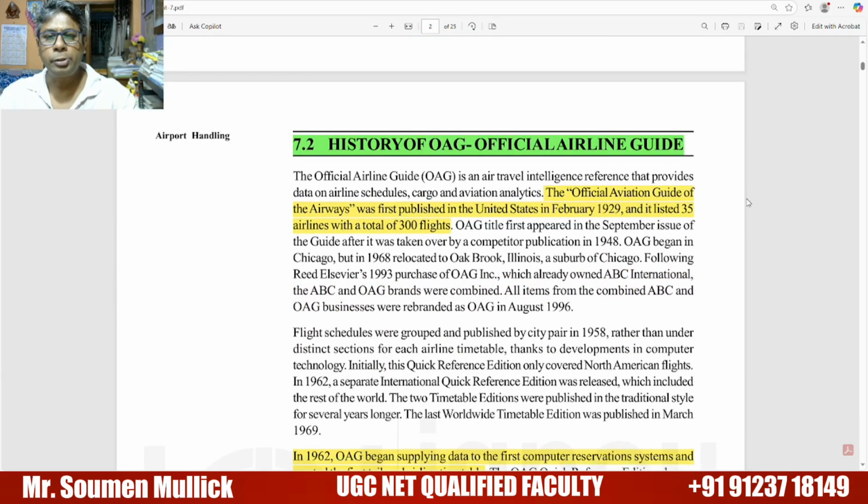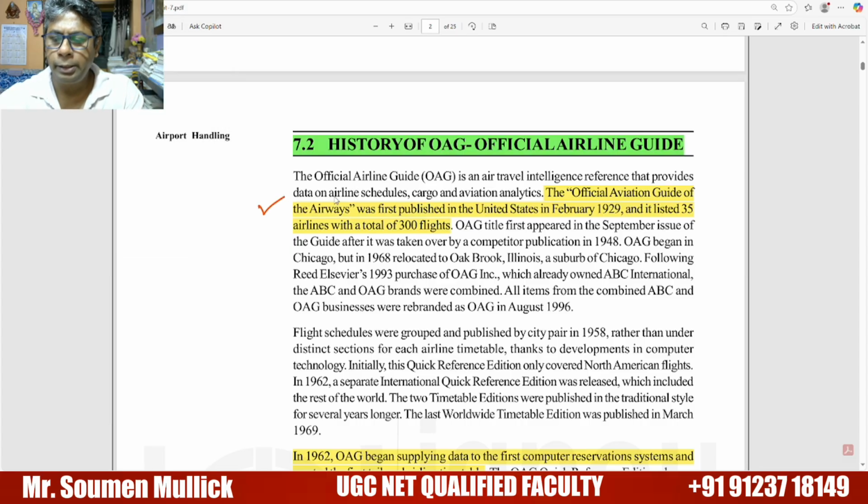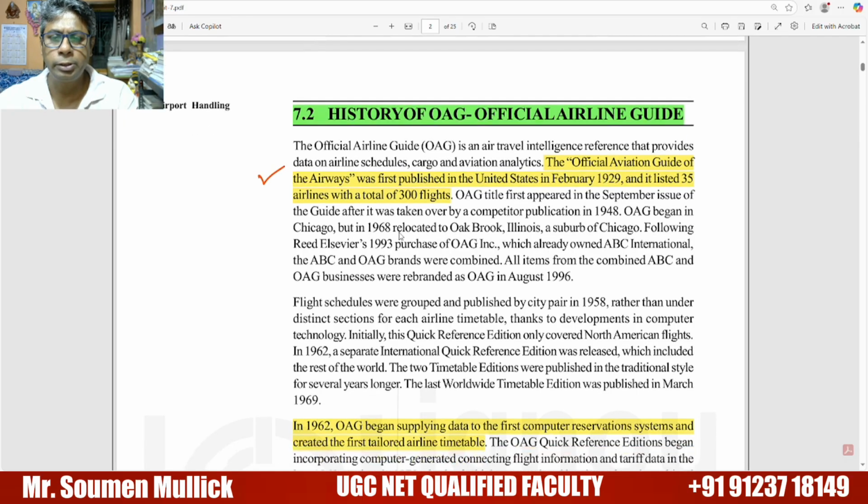Now we are going to understand the history of the Official Airline Guide. The Official Aviation Guide of the Airways was first published in the United States in February 1929, and it listed 35 airlines with a total of 300 flights. The first important point: it was first published in February 1929 and listed 35 airlines with a total of 300 flights.